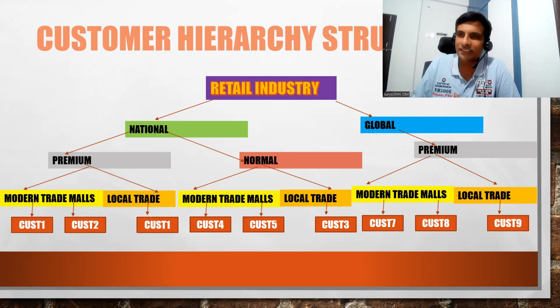This is one of the representations to understand psychologically how it goes. Retail industry, then country-wise and global-wise. Within the country-wise, premium and normal customers. Within the premium, I will get modern trade malls like Central and all those things, direct pointing. Normal also, I'll get modern trade malls like Big Bazaar and a small kind of total mall and all these things. Local trade means shops, distributors, whatever you take.